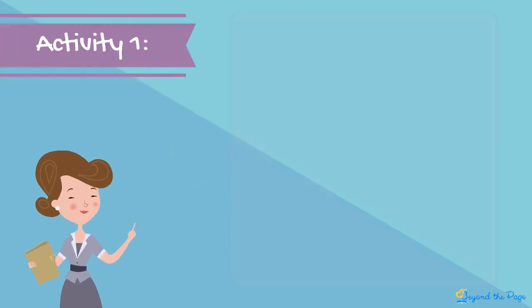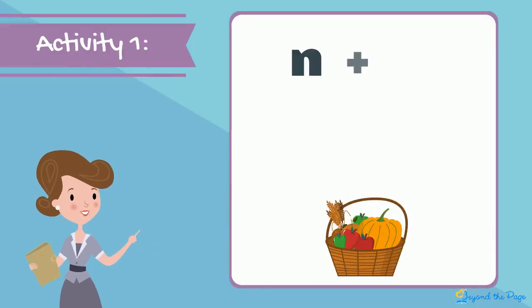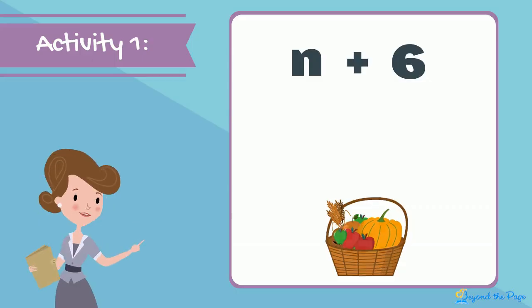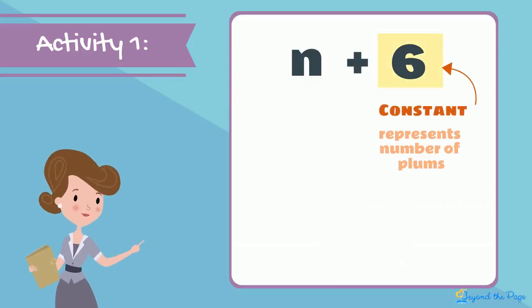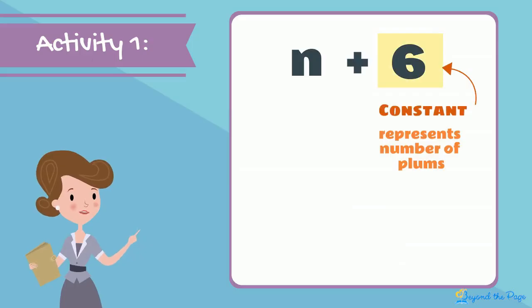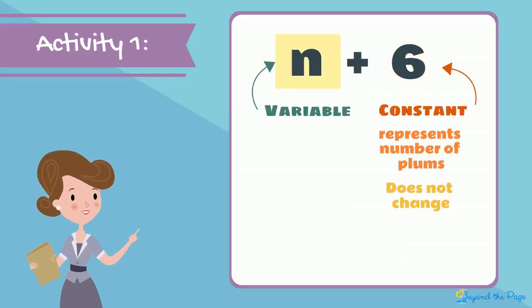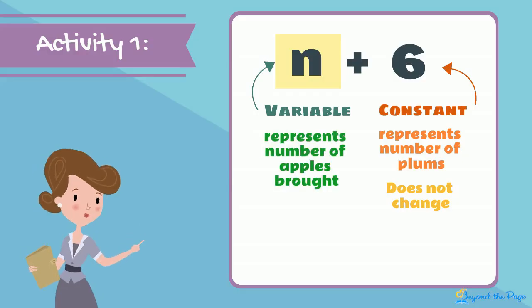In Activity 1, you created an expression to represent the amount of fruit brought on a picnic. In the expression n plus 6, the 6 is a constant that represents the number of plums. This number doesn't have a changing value. The variable, n, which represents the number of apples brought, can change.